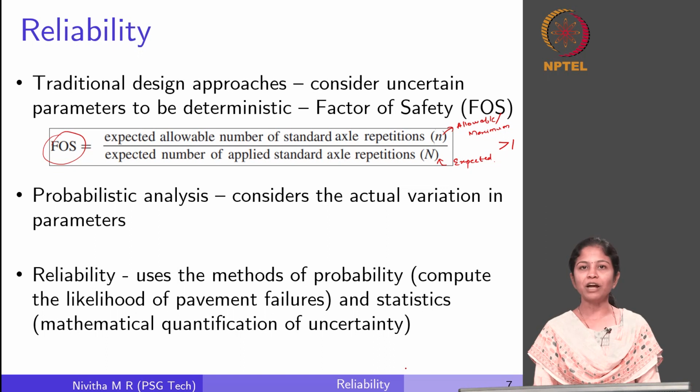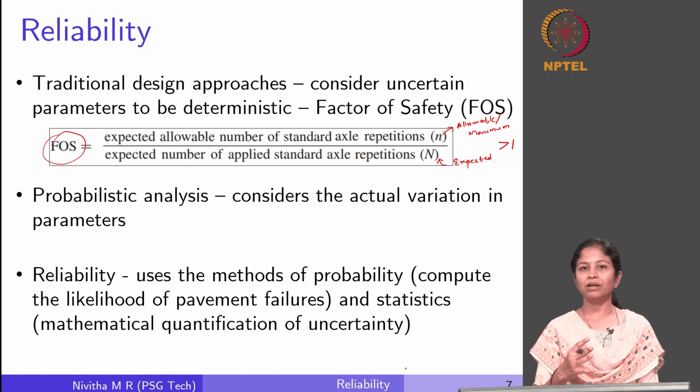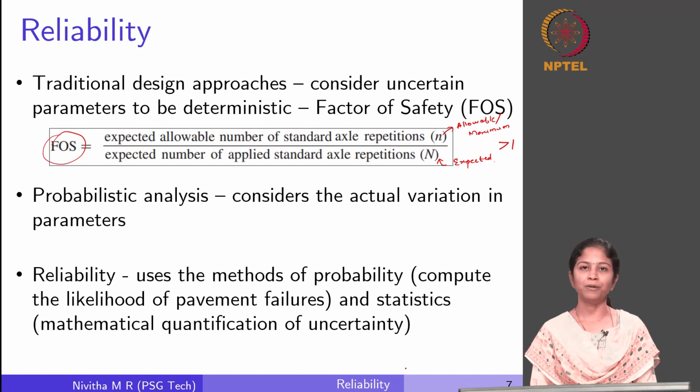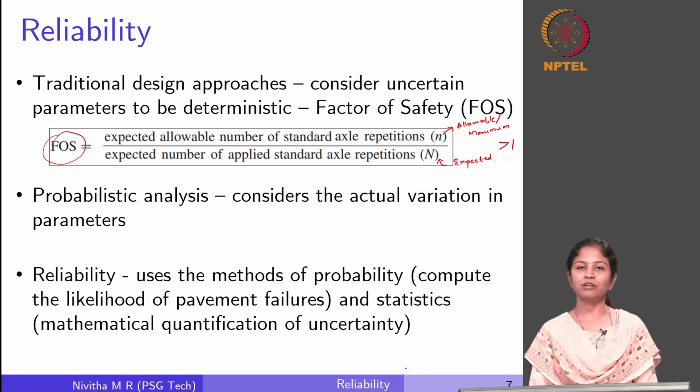But again, this factor of safety is only a number. We do not know what factor of safety should be used. For a pavement of high importance or where you think that the variability is large, we tend to use a higher factor of safety value, and wherein we are sure that there is not much variability, we tend to use a lower value. But there is no specific guidance as to what factor of safety should always be used, and there is no guarantee that if we use this particular factor of safety, then this pavement is not going to fail at all.